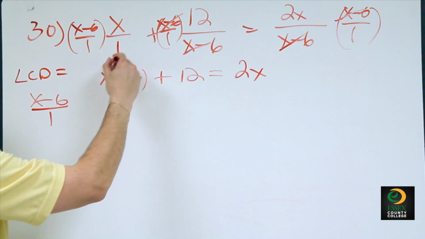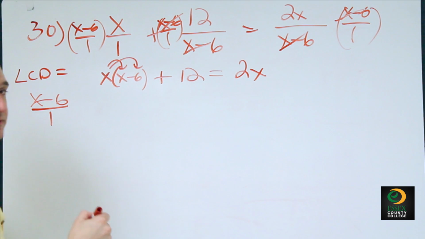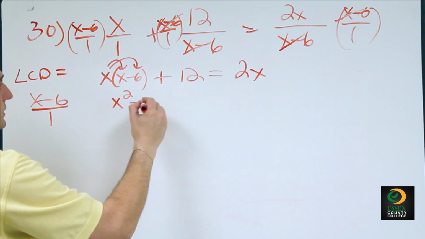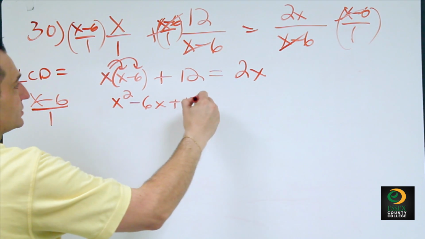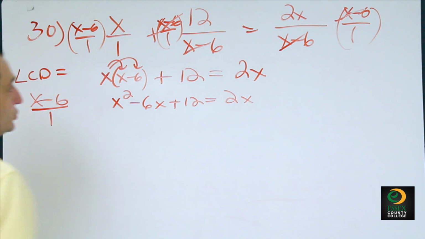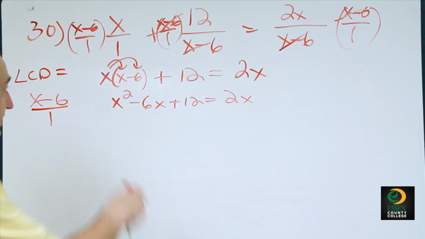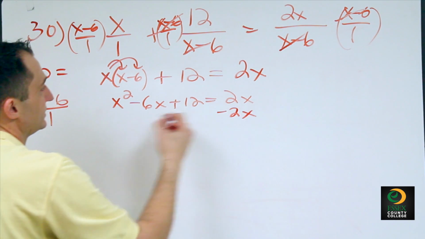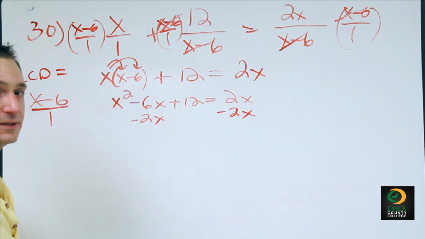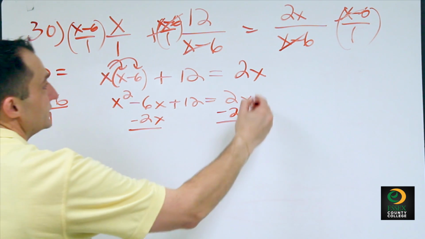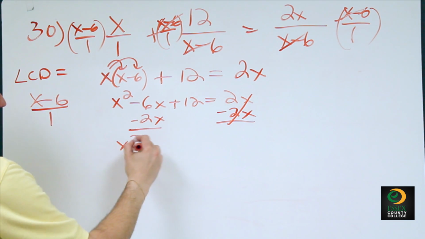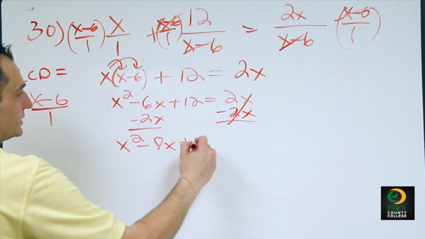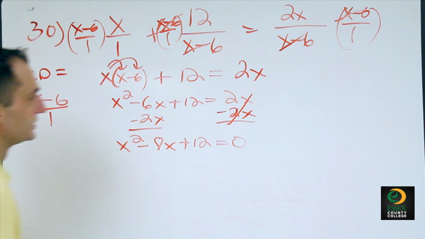Our next step would be to distribute the x to both terms, so we're left with x squared minus 6x plus 12 equals 2x. Now since this is an x squared term, we want to factor it, so we're going to move this 2x to the left hand side of the equation. So this cancels out, and we're left with x squared minus 8x plus 12 equals 0.